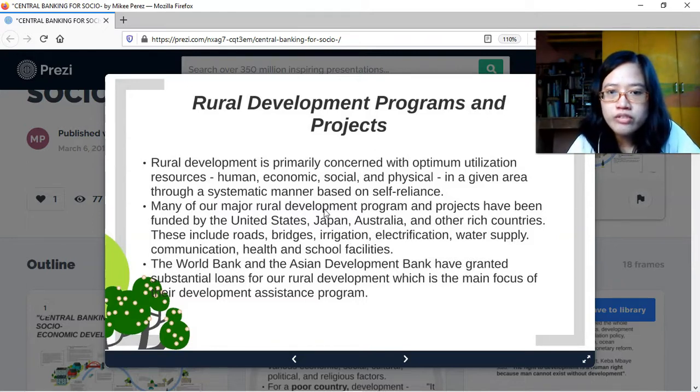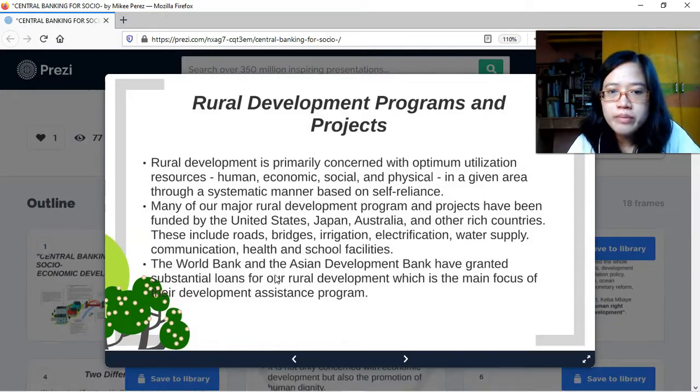Many of our major rural development programs and projects have been funded by the US, Japan, Australia, and other rich countries. This includes roads, bridges, irrigation, electrification, water supply, communication, health and school facilities. So essentially these are the basic infrastructures, right? The World Bank and the Asian Development Bank have granted substantial loans for our rural development, which is the main focus of their development assistance programs.